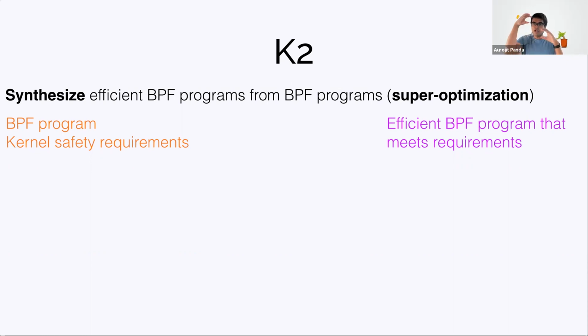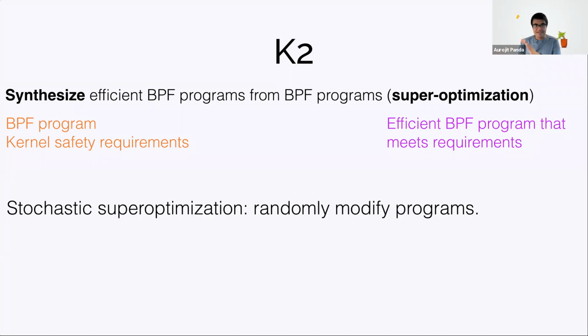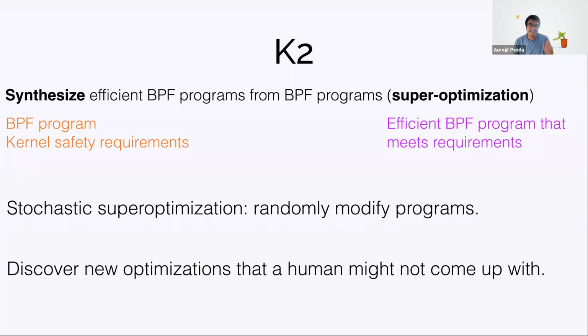The thing is, compilers include a set of very deterministic optimization passes that they run. The thing with K2 is it tries to randomly mutate programs. It randomly changes instructions in a way that no human would think is correct. And it tries to then verify that the resulting program is actually correct. So this is called stochastic super optimization and was used in the past for floating point optimizations. K2 applies it to the case of BPF programs. And as a result, it can discover new optimizations that no human could possibly have come up with.